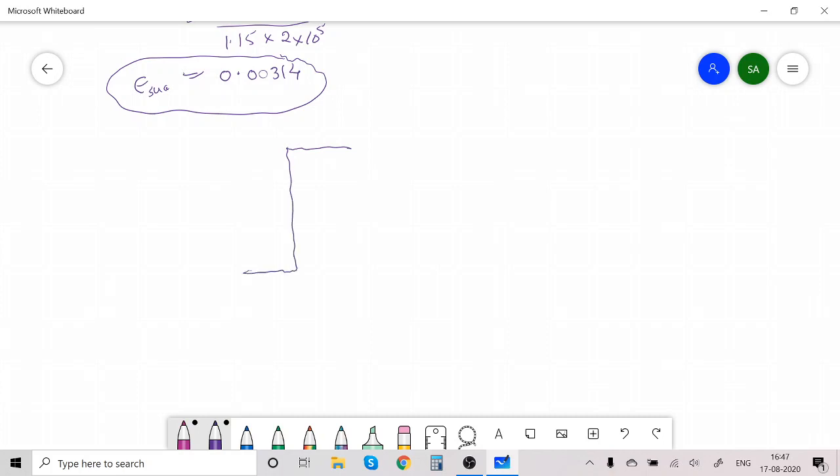By similar triangle we can find here actual strain in steel, 0.00314. This is XU actual. This total is effective depth, small d. So this is d minus XU actual.